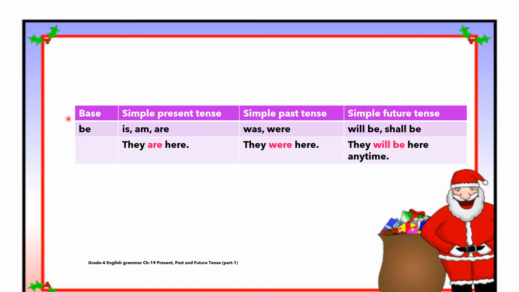And if the base verb is be, it transforms into is, am, are in simple present tense, and in simple past tense it transforms into was and were, and in simple future tense it transforms into will be or shall be. For example, they are here, they were here, they will be here anytime.